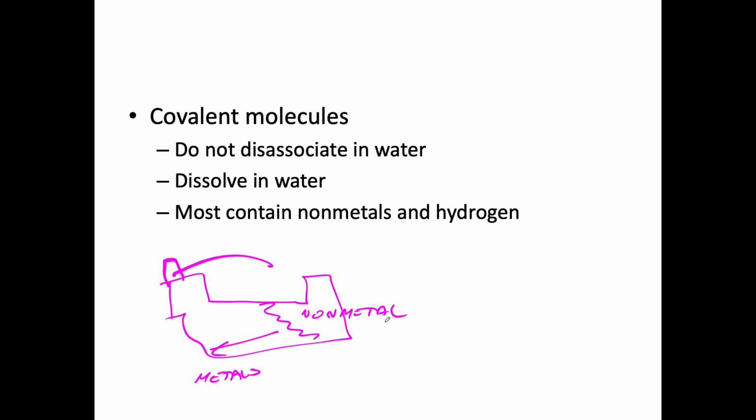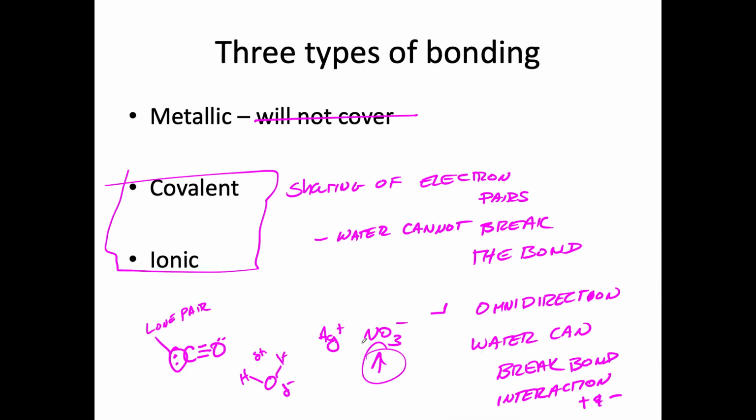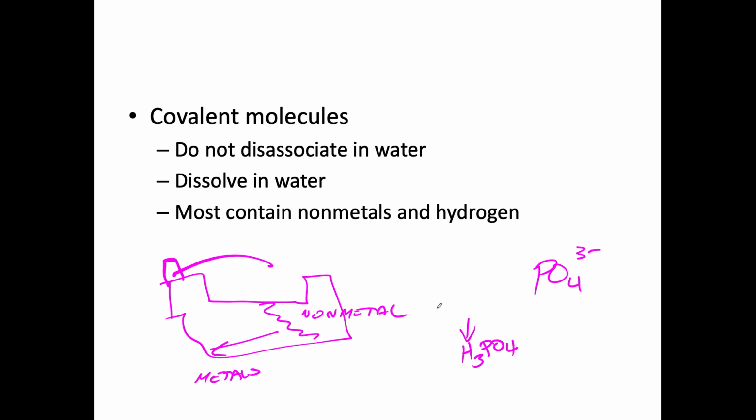It's like PO4, for example. PO4 is 3-. These things are bonded together, covalently bonded. Now, in H3PO4, the hydrogen is ionically bonded, so it can come off the PO4. PO4 is covalent.